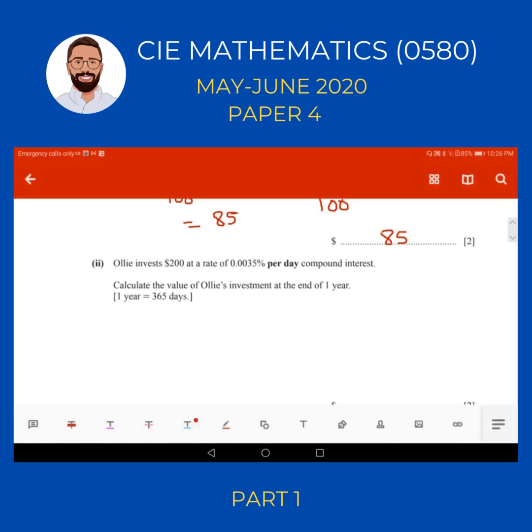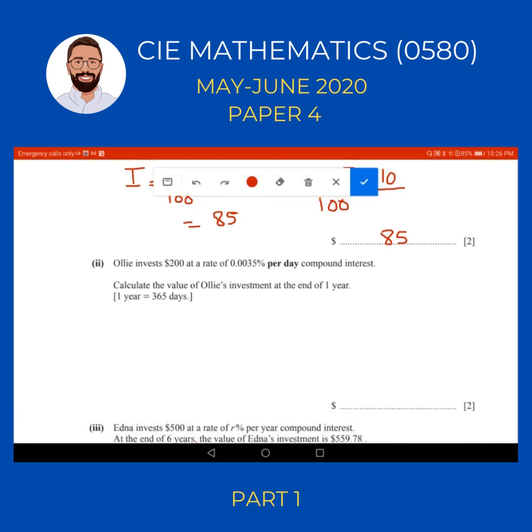So again, this is a compound interest question. So the compound interest formula is F equals P times (1 plus R over 100) raised to the power of T. Now, I want to find the value of Oli's investment at the end of 1 year. So F is equal to the principal amount, which is 200, times (1 plus R). Now what's R here?